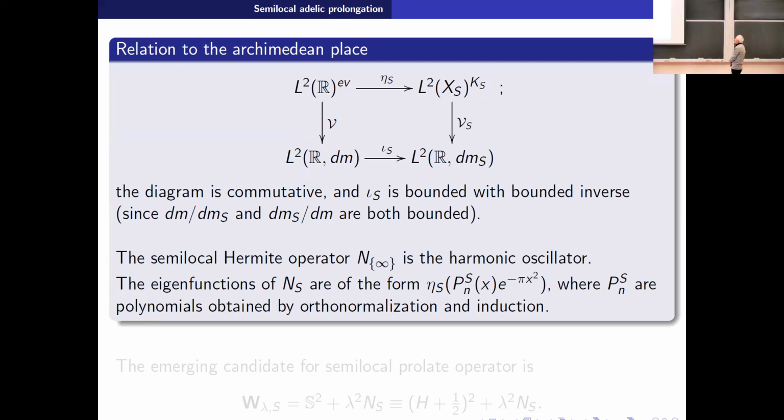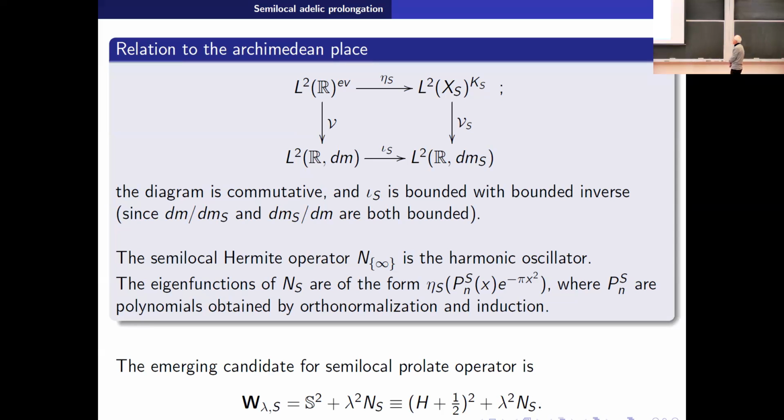And the eigenfunctions of the new number operator NS are pushed, like we dealt with the Hermite functions, moving them by the Hardy-Titchmarsh, moving them on the right hand side. Now we move them by this eta onto the right side of the diagram. Okay. So PS were the orthonormal bases of polynomials obtained by the standard orthonormalization.